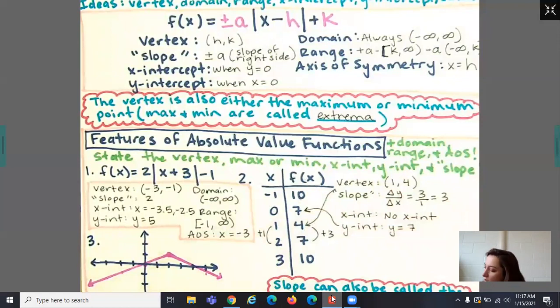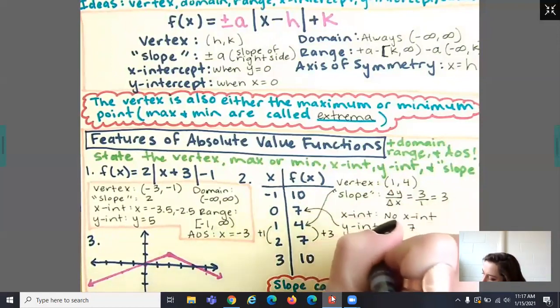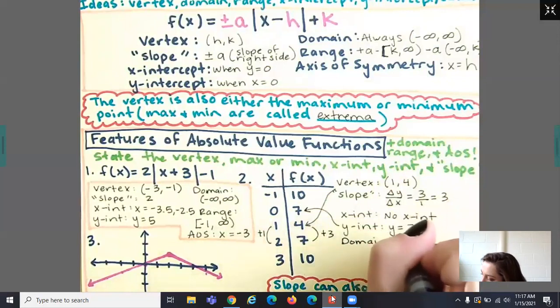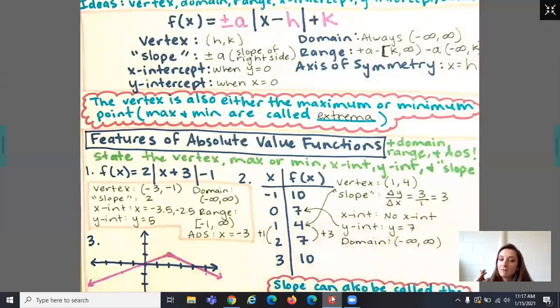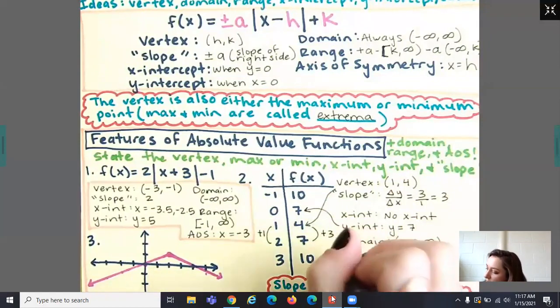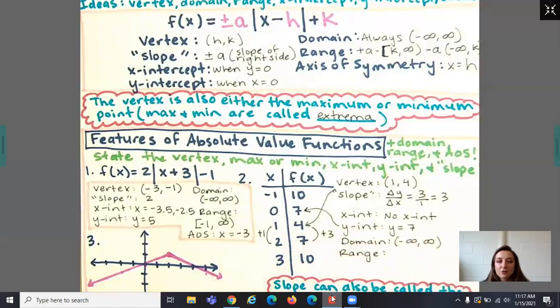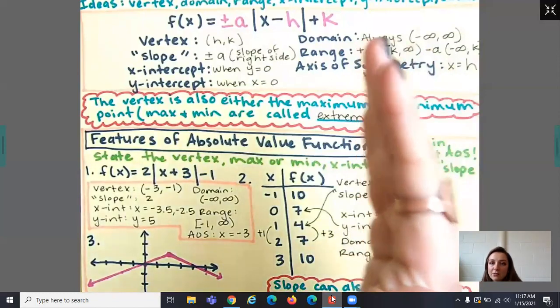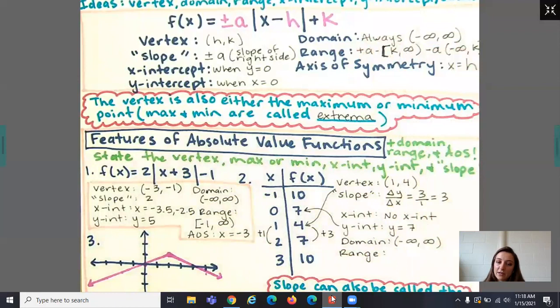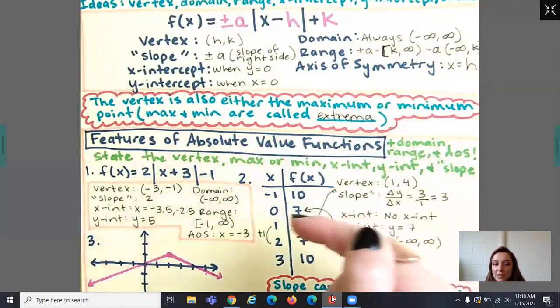All right, now we're going to do our domain and range. And the domain, hopefully everyone will get it right, is always going to be negative infinity to positive infinity for absolute value functions. So let's move on to our range. And the range is going to be from either k to infinity or negative k to infinity. One way that you can kind of tell which one this is, these values are increasing on either side of this 4. So since they're increasing, we're going to positive infinity.